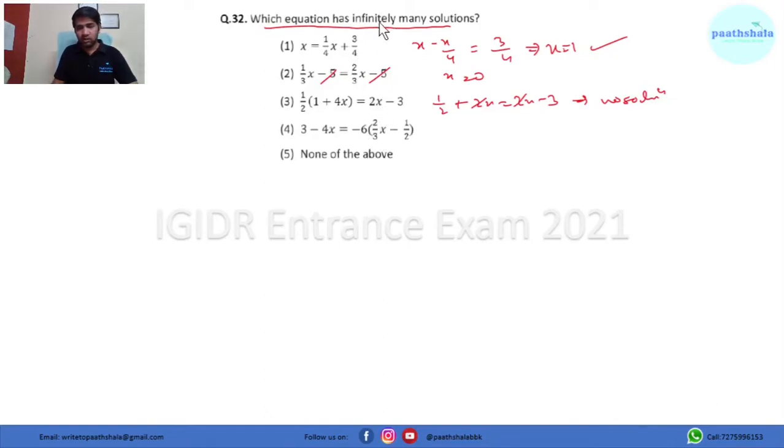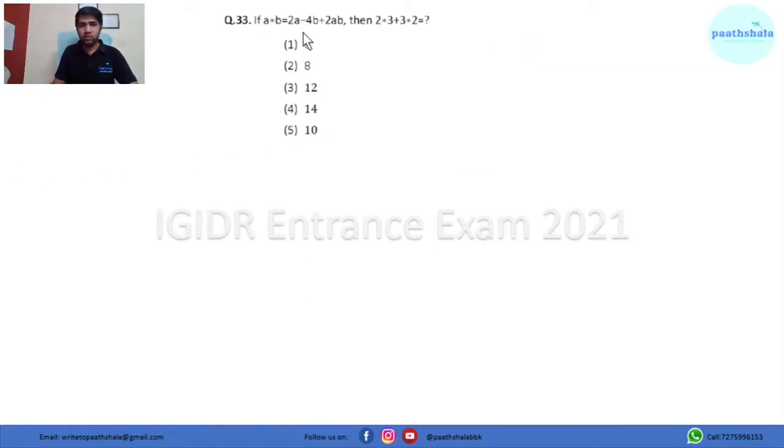But in order to get infinitely many solutions, both sides have to be equal. So let's solve it. This is 3 minus 4x. When you multiply minus 6 with the first term, you will get minus 4x. When you multiply minus 6 with half, you will get plus 3. So you can see that both the sides are equal. So this is your option. Now let's move to the next question.